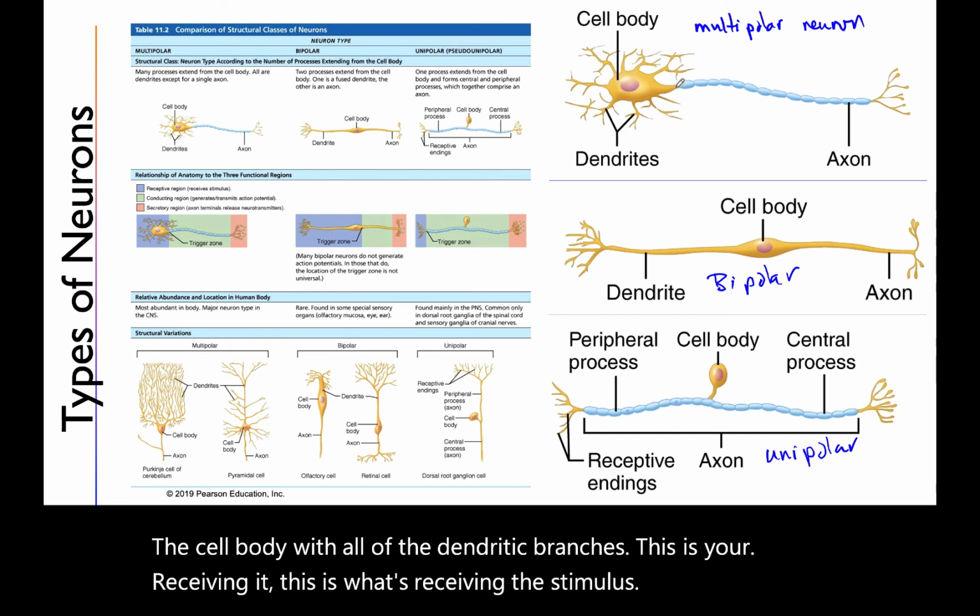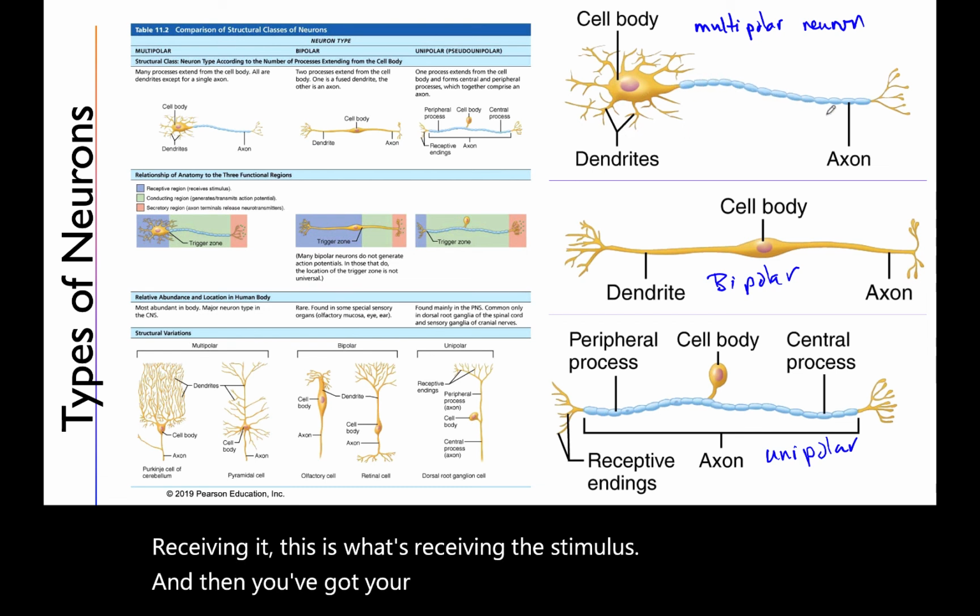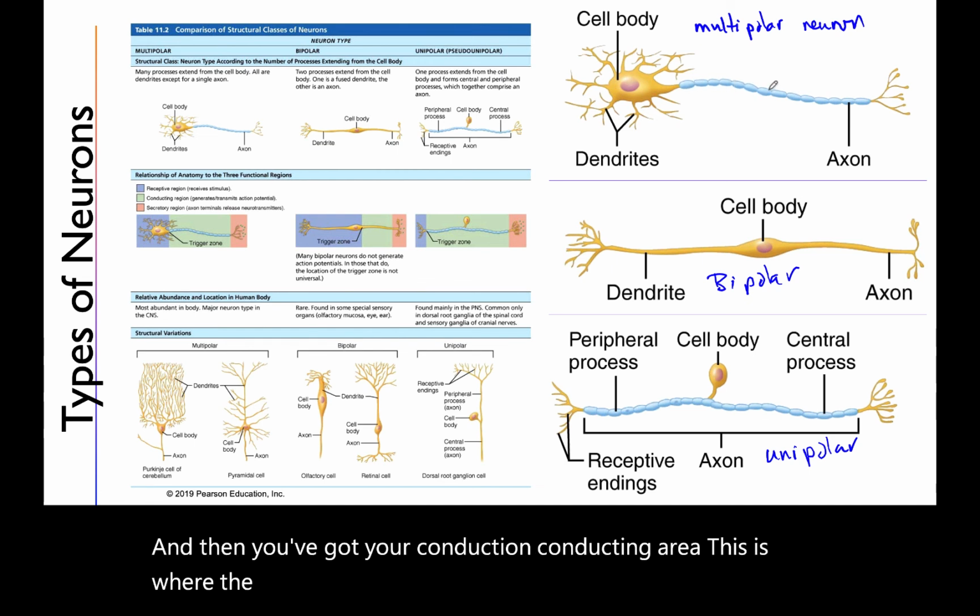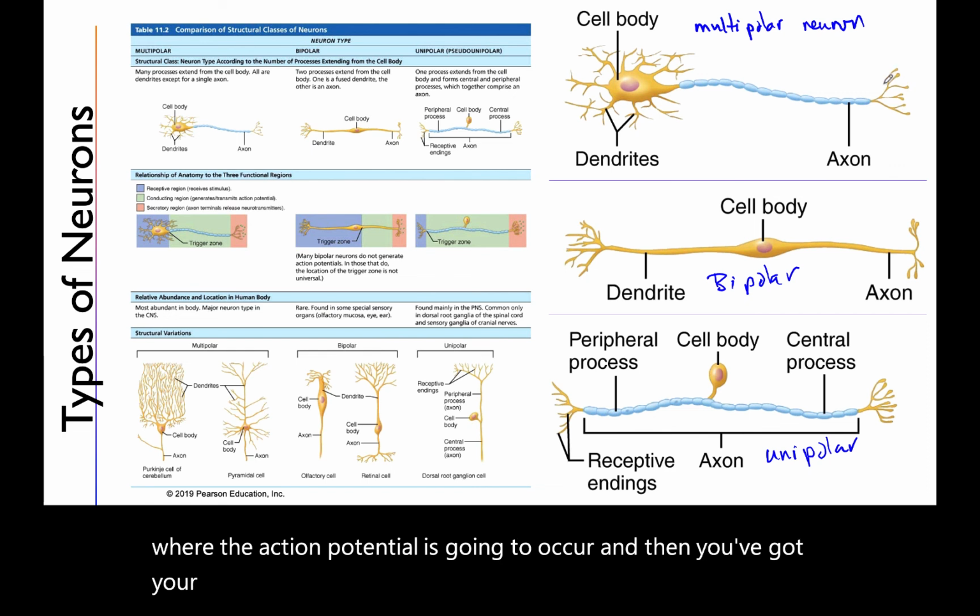And then you've got your conducting area. This is where the action potential is going to occur. And then you've got your secretory region down here. This is where the neurotransmitters are going to be released.